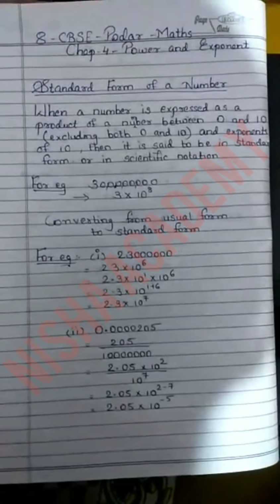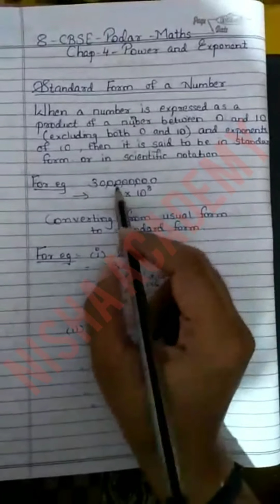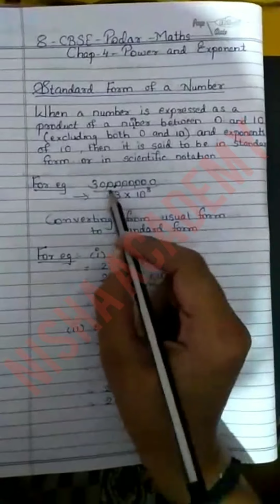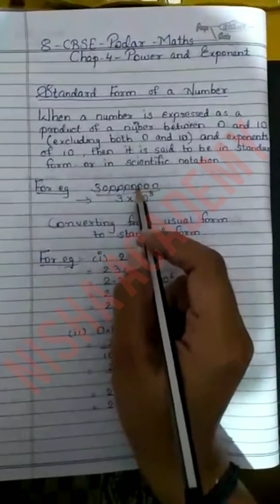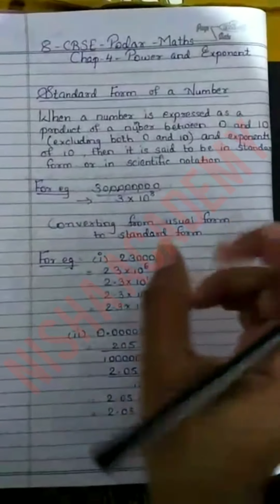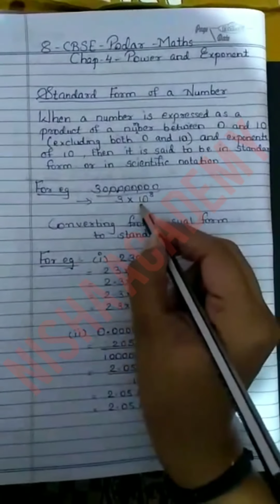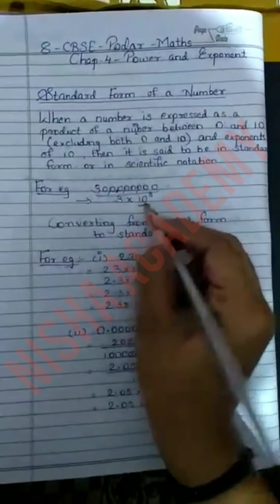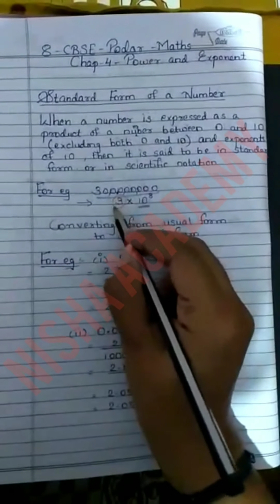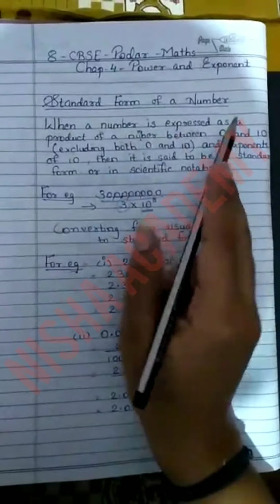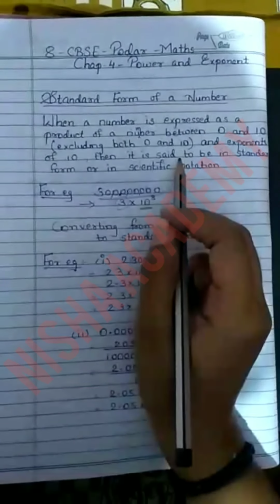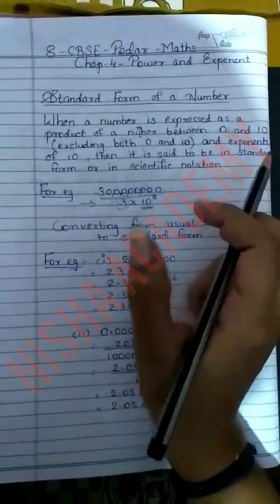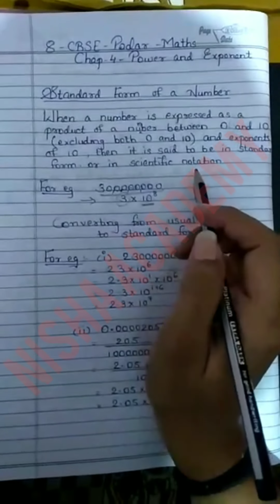What do we mean by standard form of a number? For example, here a very large number is given. Writing it or reading it is too hard. So when it is written in a short form with an exponent of 10 and a number between 0 and 10, excluding 0 and 10, that is called standard form or scientific notation.